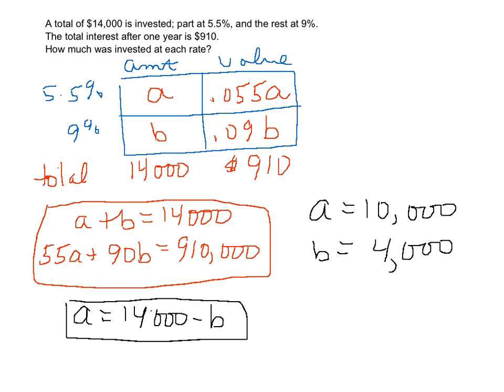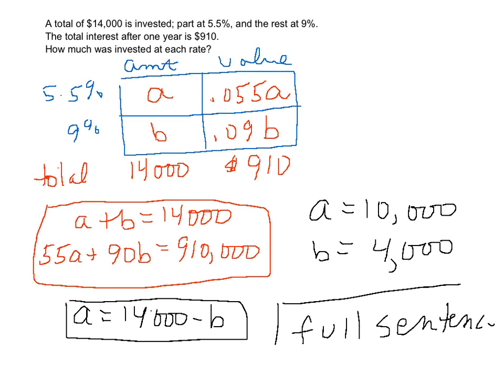And so you want to make sure you answer in a full sentence. So in this case, we've already established that you should know how to solve a system of equations. The big part of these problems is organizing it in a table and then trying to figure out exactly what the two equations are going to be. Once you've done that, solving it should be okay.